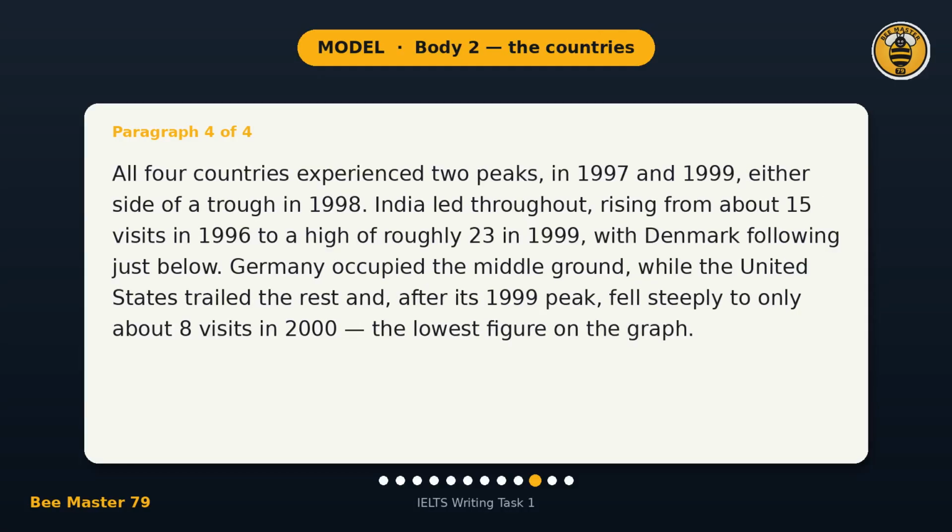Body 2, the countries. All 4 experienced 2 peaks in 1997 and 1999, either side of a trough in 1998. India led throughout, rising from about 15 visits in 1996 to a height of roughly 23 in 1999, with Denmark following just below. Germany occupied the middle ground, while the United States trailed the rest and, after its 1999 peak, fell steeply to only about 8 visits in 2000, the lowest figure on the graph.